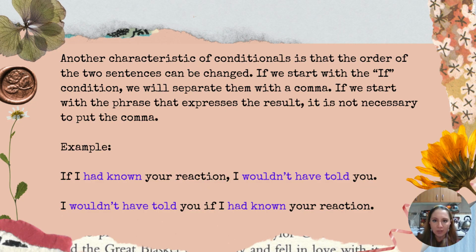Just like in the second conditional, in the third conditional, we can also change the order of the sentences. If we start the sentence with the subordinating conjunction if, we need a comma in the middle of the sentence. But if we start the sentence with the second clause, we don't need any comma. Examples. If I had known your reaction, comma, I wouldn't have told you. Or I wouldn't have told you if I had known your reaction.